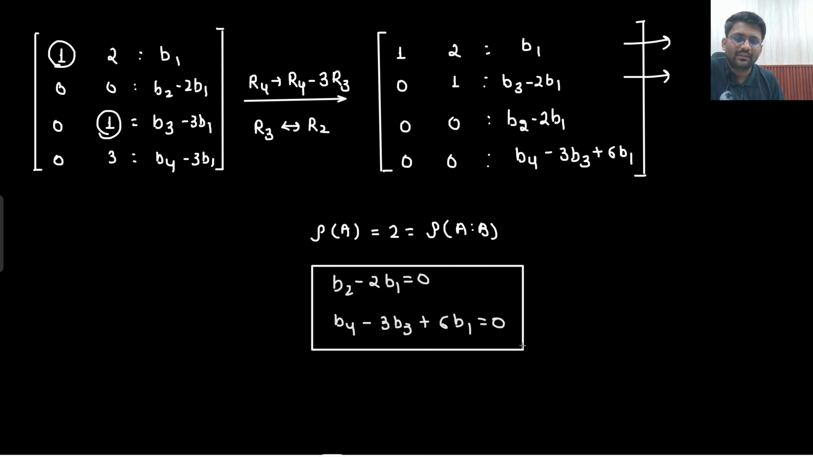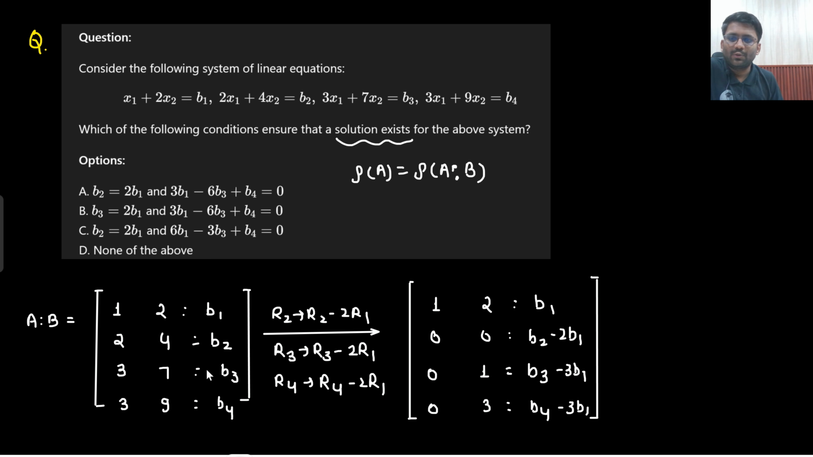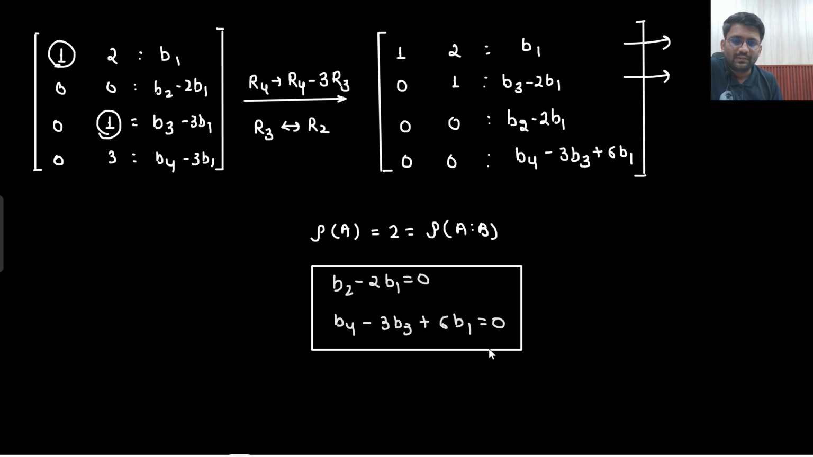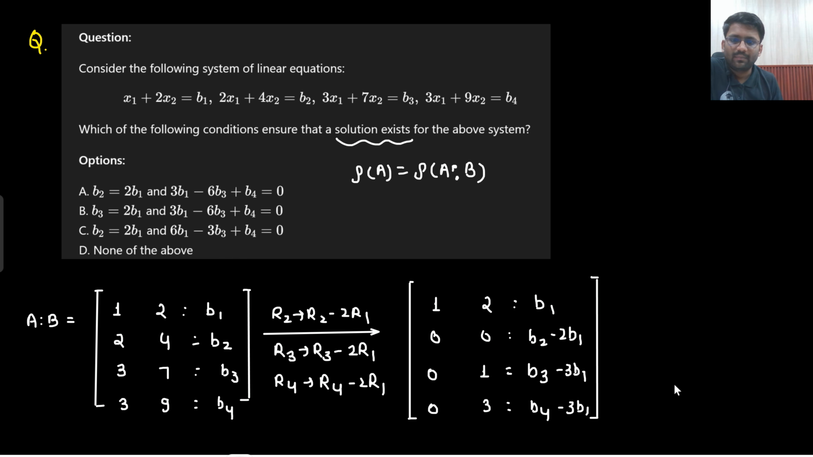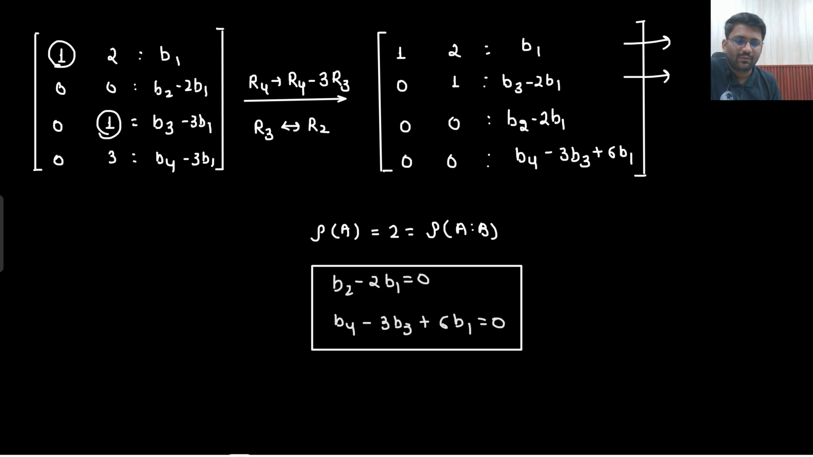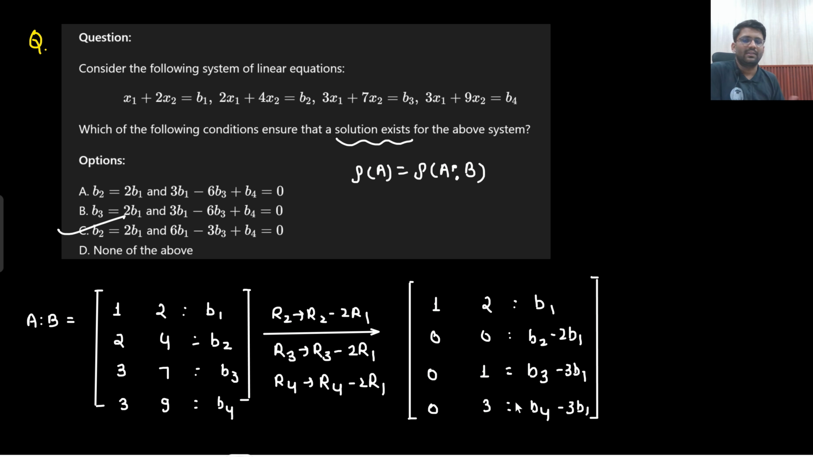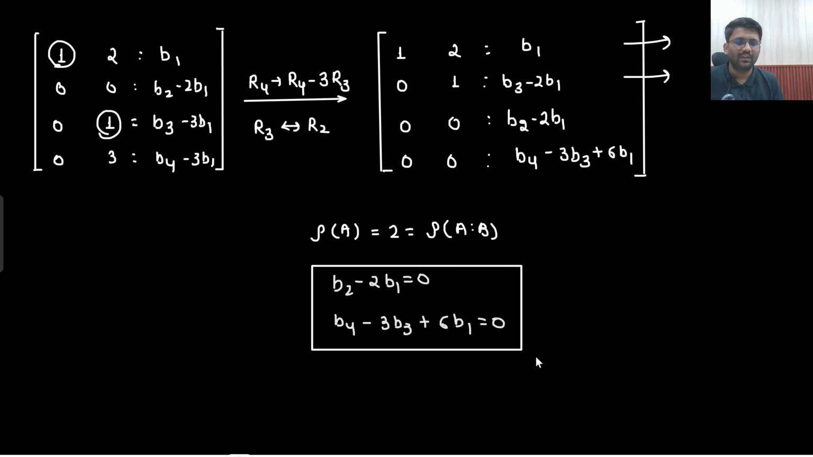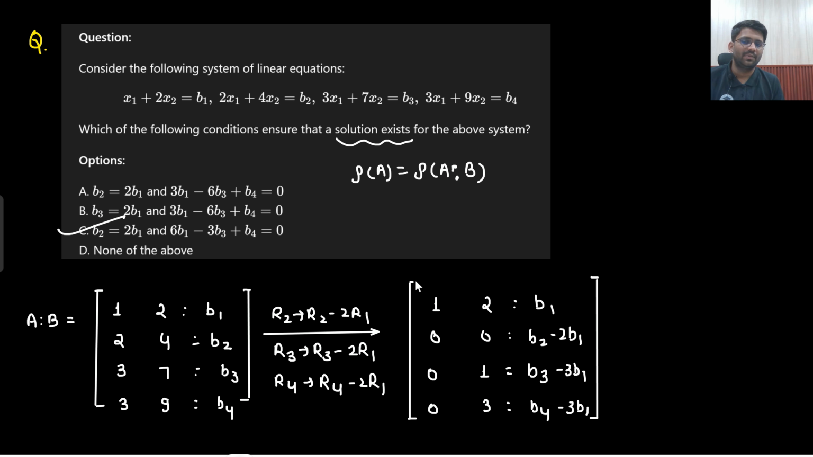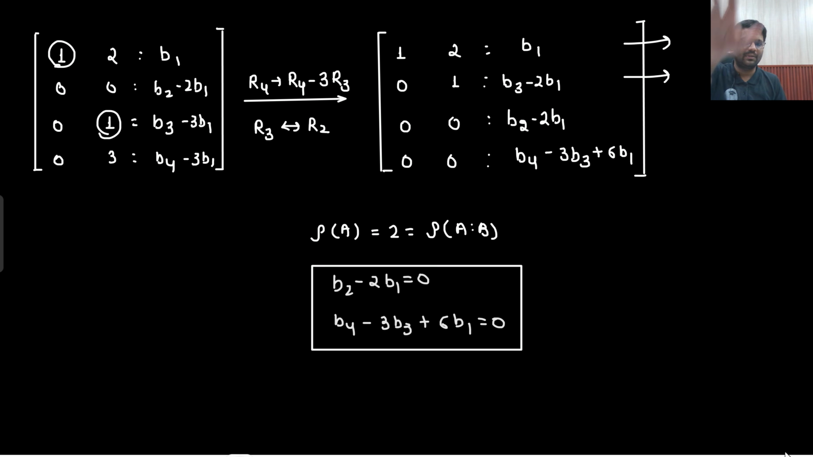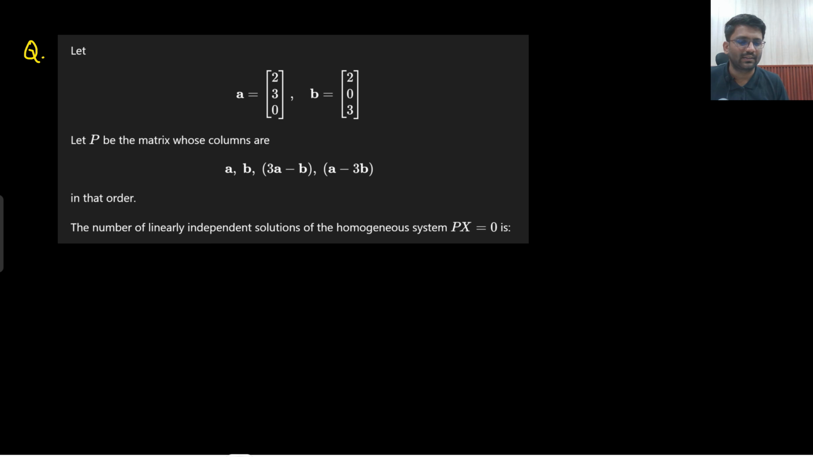So this is the answer. B2 should be equal to 2B1, and 6B1 minus 3B3 plus B4 should be equal to 0. So option C is correct. Again, the same kind of question is there. No new concept. Just solve it in this manner and you will get the answer.